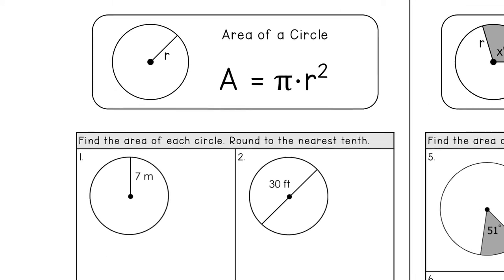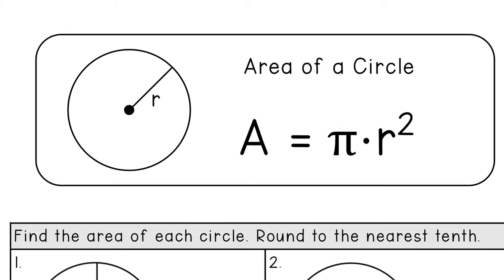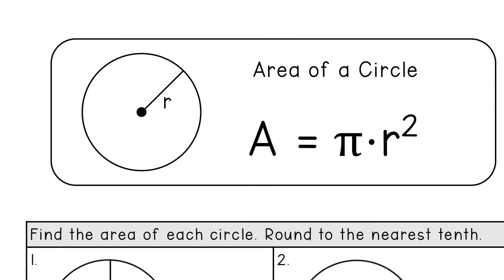So the area of a circle, the formula is right here, is just pi times r squared, where this r here represents the radius of the circle, so from the center to the outer edge.